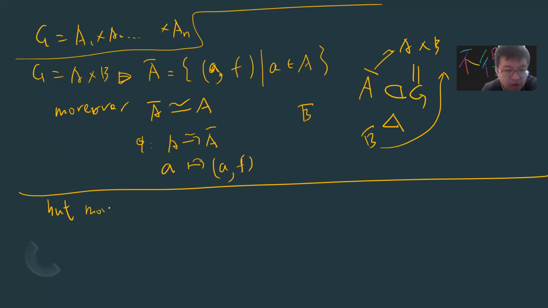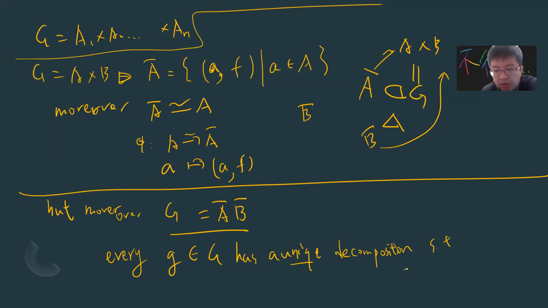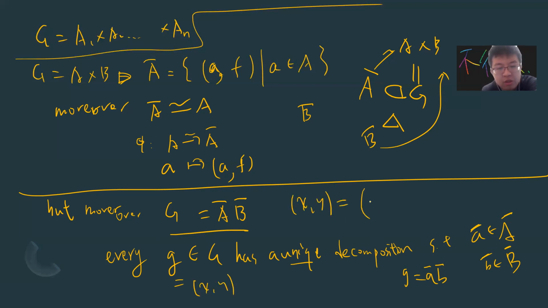And moreover, there are some constraints: I can write G equals A bar B bar. Basically, this means that every g belonging to G has a unique decomposition such that g equals a b, where a belongs to A bar and b belongs to B bar. The reason is that every g in G can be written as (x, y), so I can write (x, y) as (x, f) times (e, y), because this is identity, and this is identity.